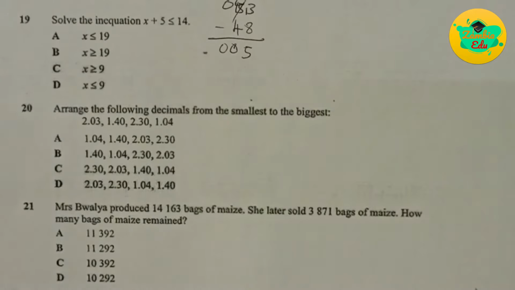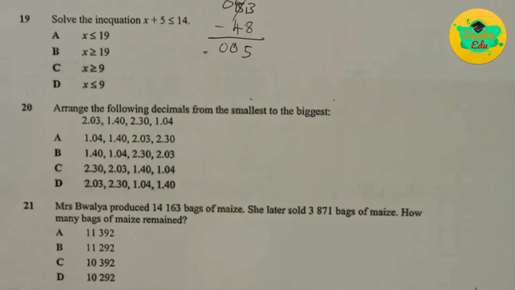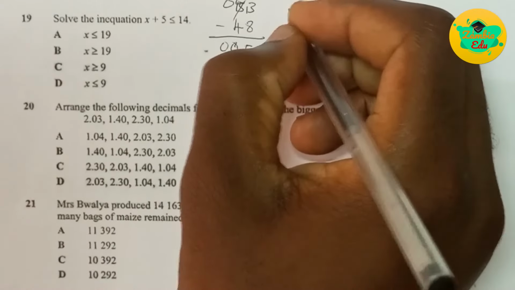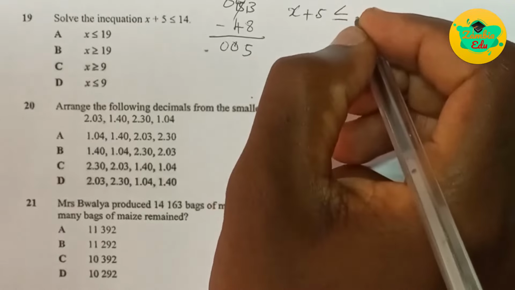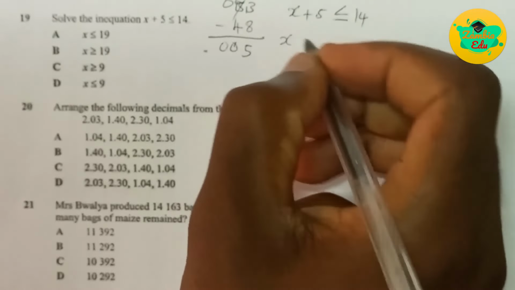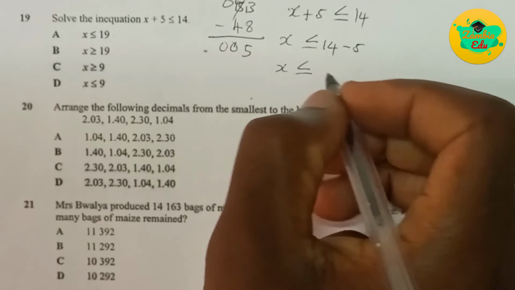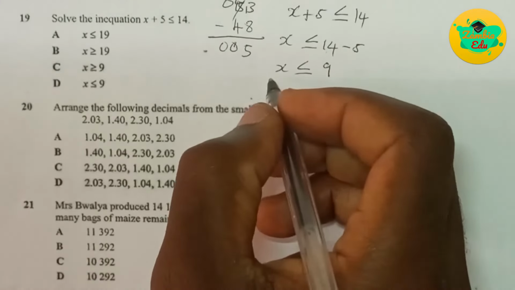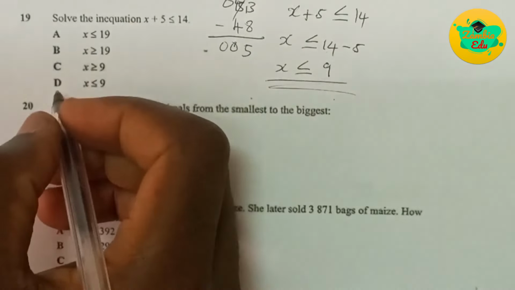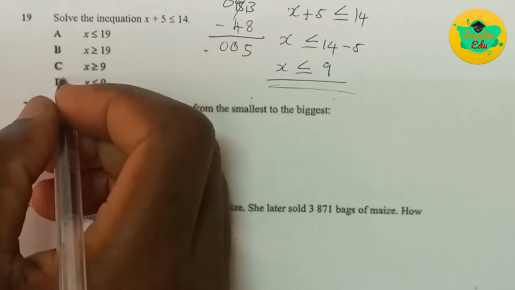Question 19 says, solve the inequation x plus 5 less than or equal to 14. So x is less than or equal to 14, the 5 goes to the other side, and becomes minus 5. So x is less than or equal to 14 minus 5, which is 9. And that becomes our answer. X is less than or equal to 9 there, and that is D.